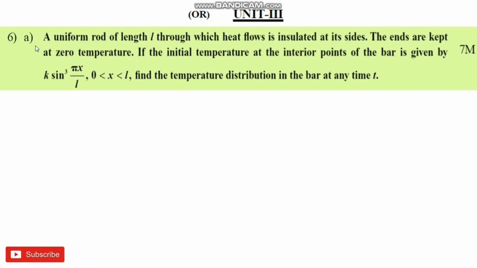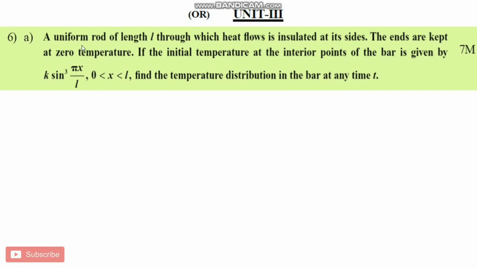Here we can write either fifth question or sixth question from unit number 3. Sixth question, a bit. A uniform rod of length L, through which heat flows, is insulated at its sides. The ends are kept at 0 degree temperature. If the initial temperature at the interior points of the bar is given by k sin³(πx/L), where x lies between 0 and L, then find the temperature distribution in the bar at any time t. So this is related to the one-dimensional heat equation.